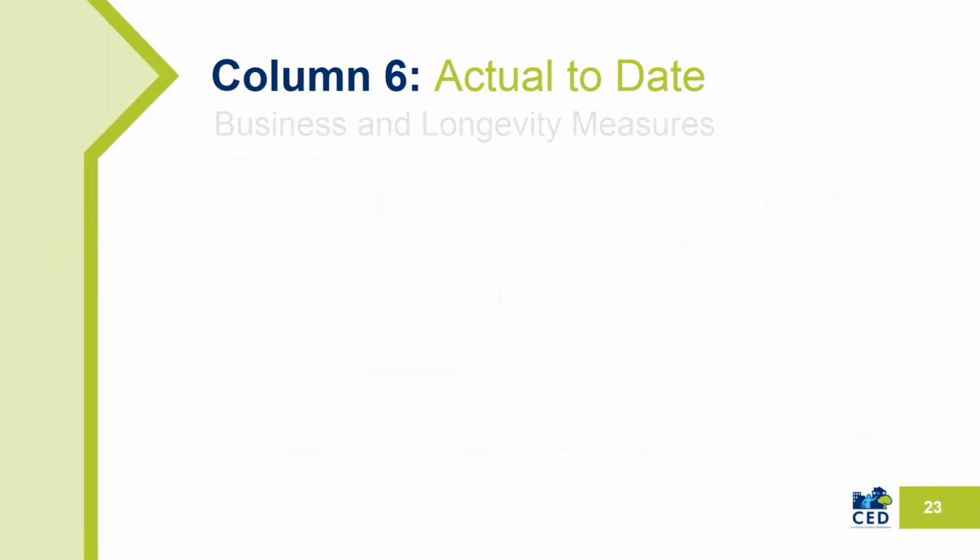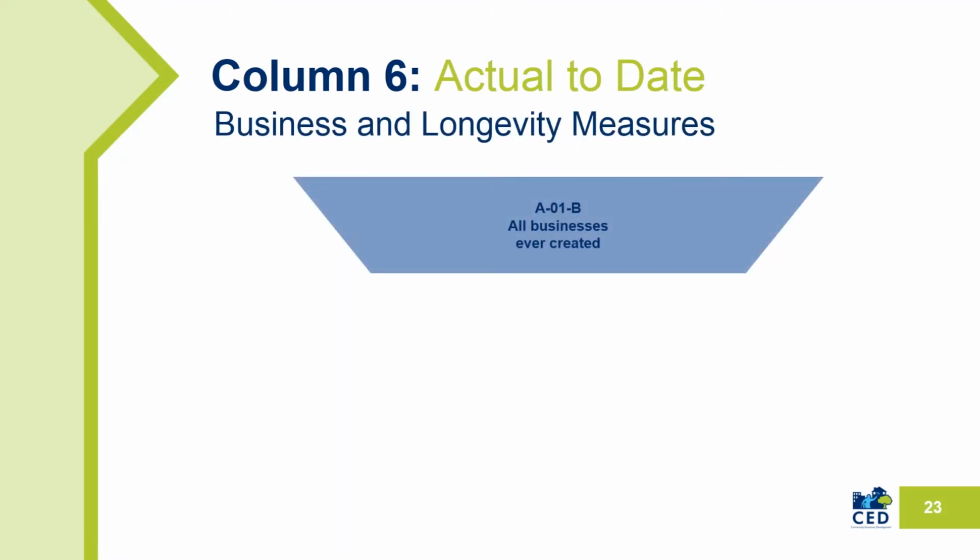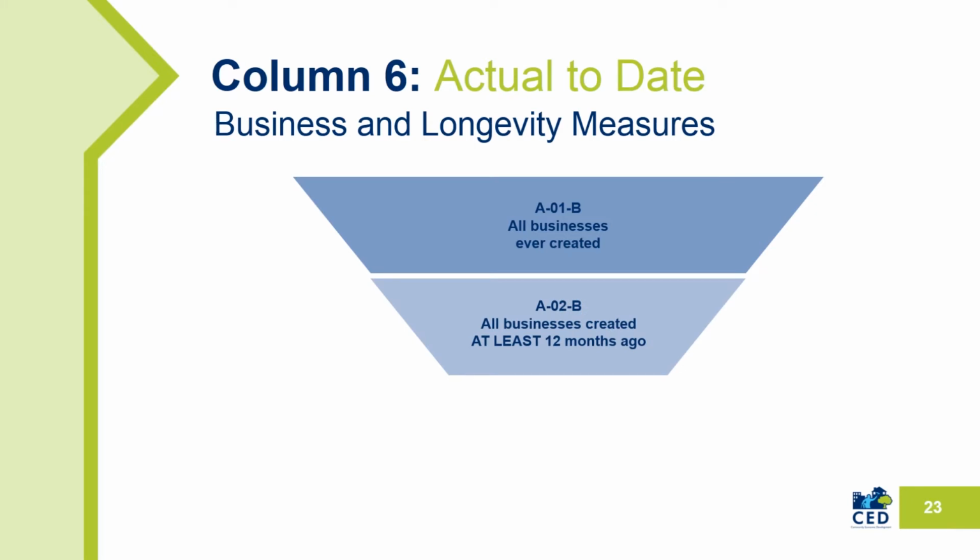So indicator A01B is all the businesses ever created. Indicator A02B is a subset of those because it only counts the businesses that were created at least 12 months ago. It does not count the ones created within the last 12 months. Indicator A03B is a subset of A02B because it looks at the businesses that were created at least 12 months ago and then only counts the ones that lasted more than 12 months.